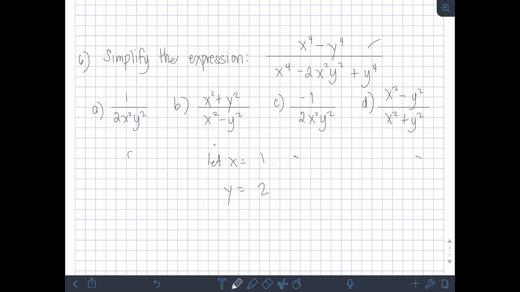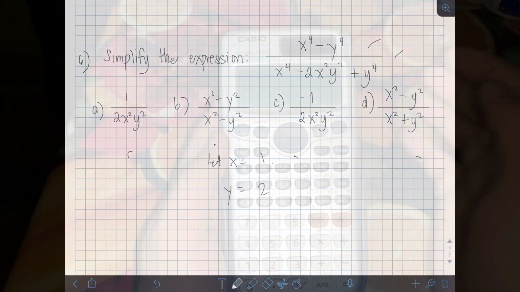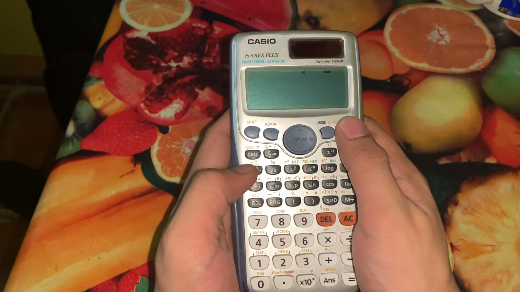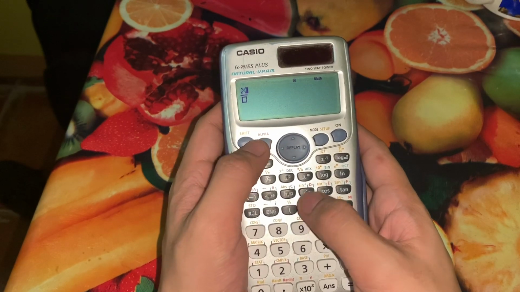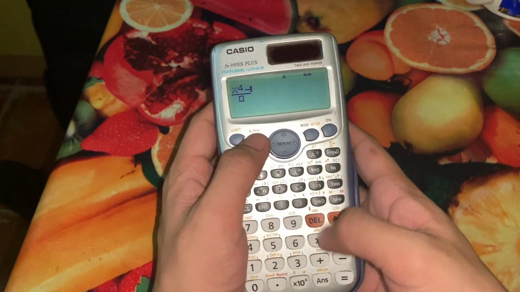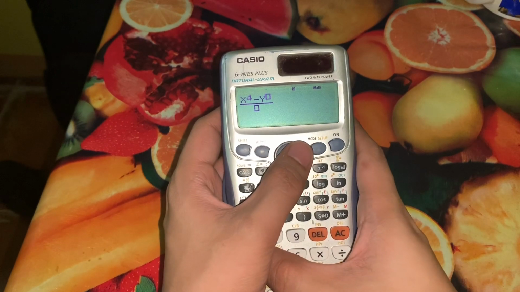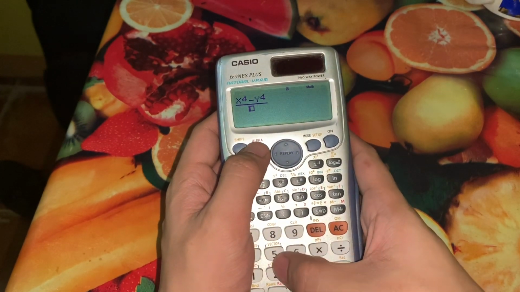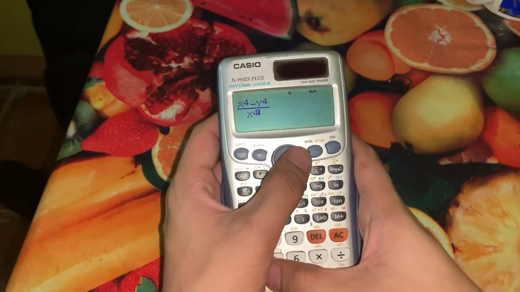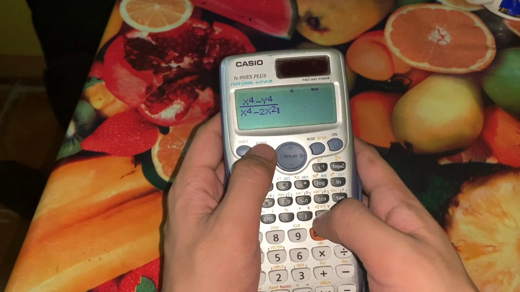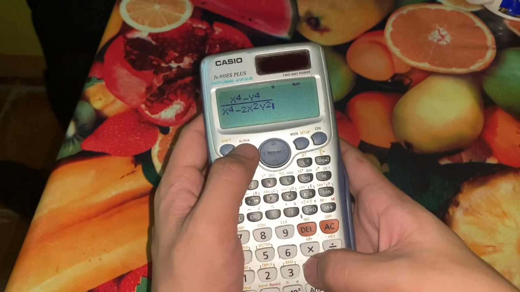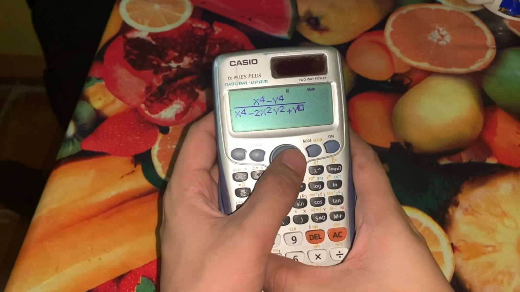And whichever choice gives the same value as the original expression, that is the answer. Okay, so let's try it on the calculator. First, input the given expression: the fraction alpha x to the fourth minus alpha y to the fourth, over the denominator alpha x to the fourth minus 2 alpha x squared alpha y squared plus alpha y to the fourth.